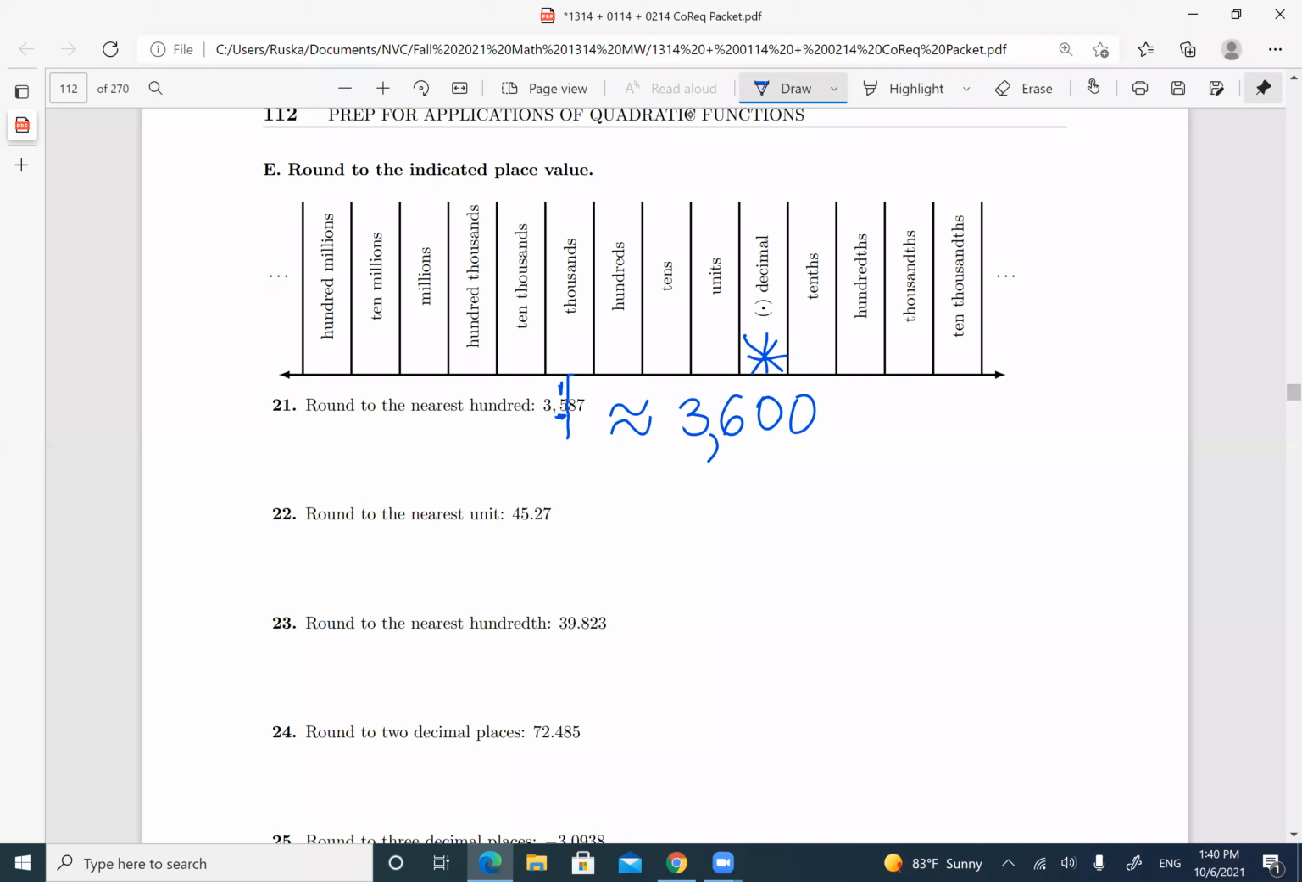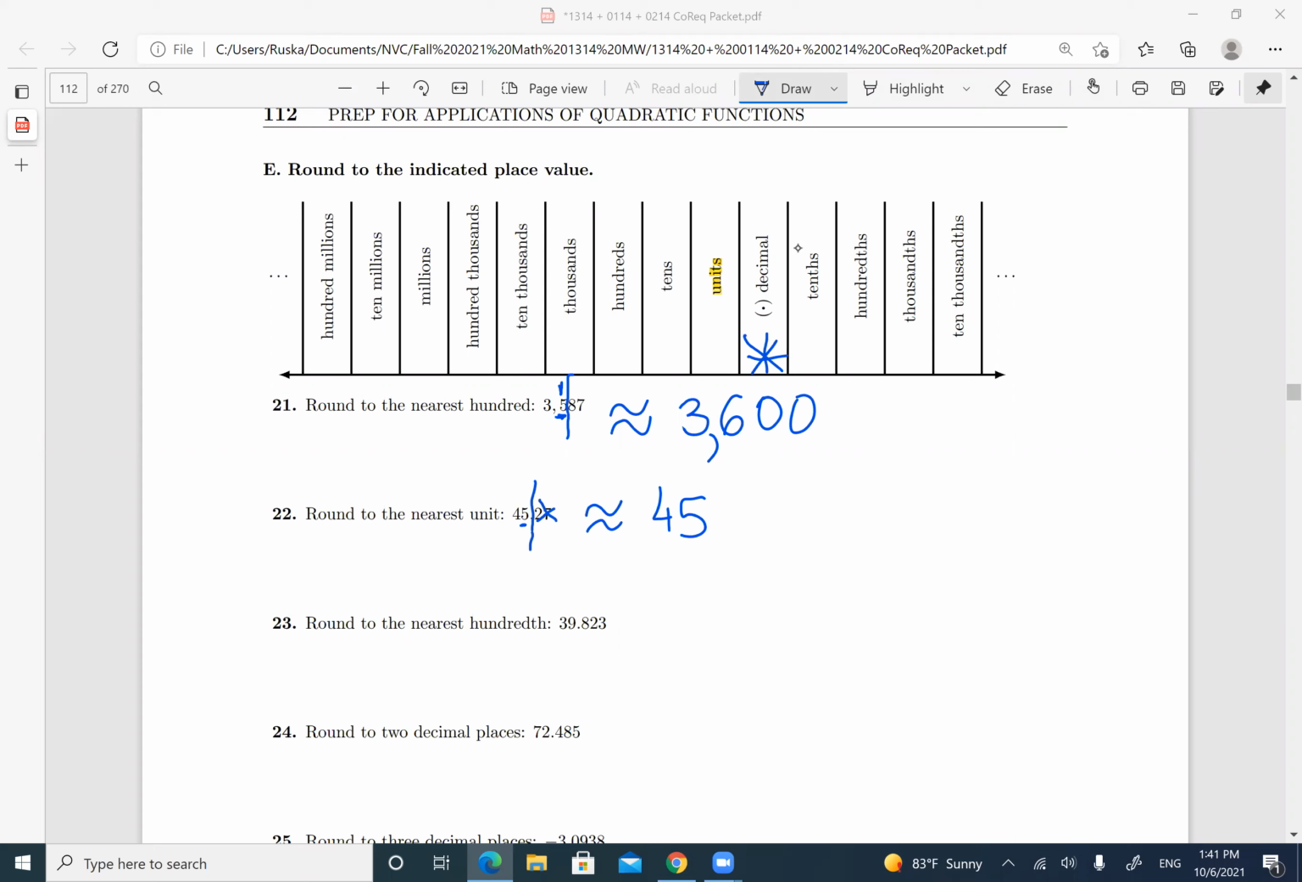Okay, let's look at the next one. Round to the nearest unit. Which number is in the unit place? The 5 again, right? This is where it says units. You see that units? Okay, so round to the nearest unit. So that means I have to stop at the decimal point. So what is the number after that? It's 2, small. So I'm not adding 1 to the 5. So you're going to just forget about what is after the decimal and it's going to be 45. That's how you round it. Okay, any questions?